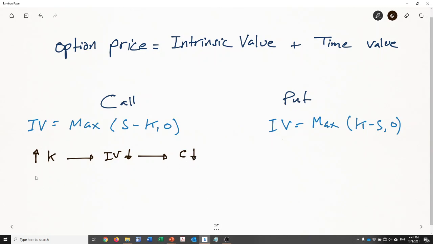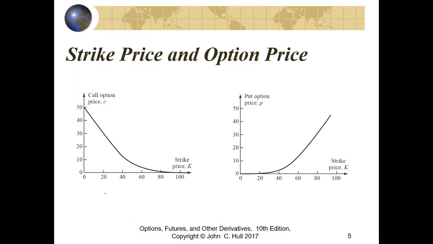Let's do the opposite. Let's decrease the option strike price. We will find that if we decrease this, the difference will become larger. If the difference becomes larger, the intrinsic value will increase. And if the intrinsic value increased, what will happen to the call option price? It will increase. So what do we conclude? We conclude that there is a negative relationship between the strike price and the call option price.